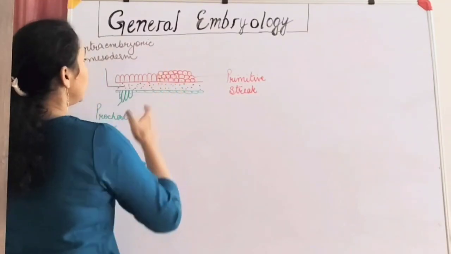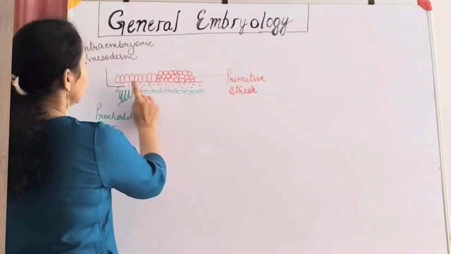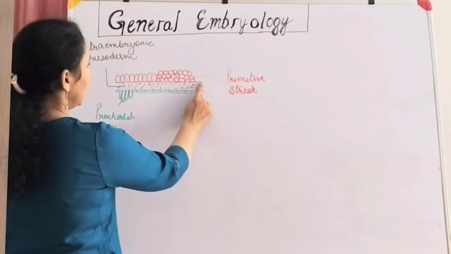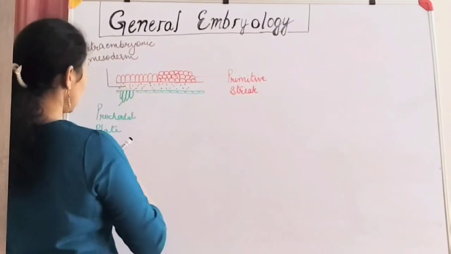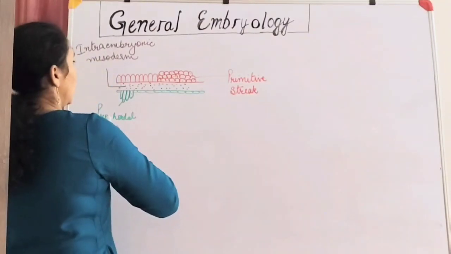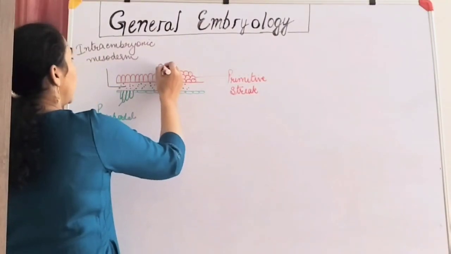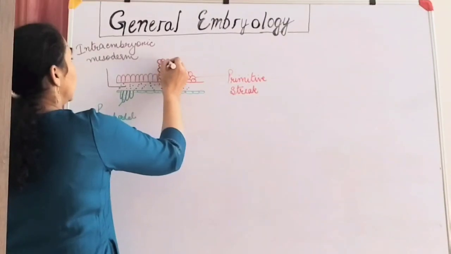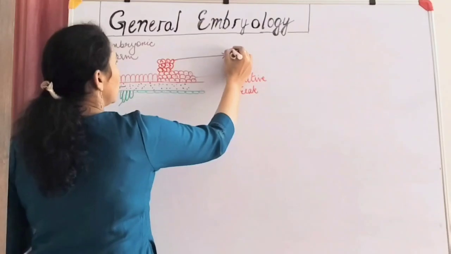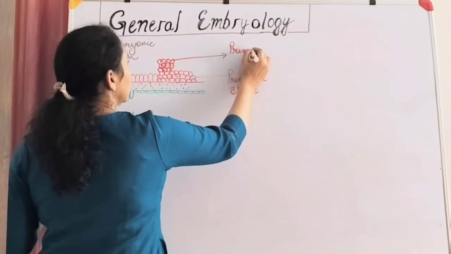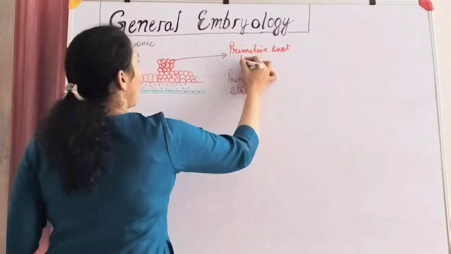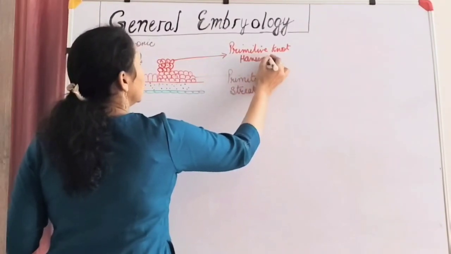A few cells of the primitive streak at the cranial end. This was the procaudal plate, so this is the cranial end, this is the caudal end, right? At the cranial end, a few cells will rapidly divide and form a bulge, and this bulge is known as the primitive knot, or Hensen's node.